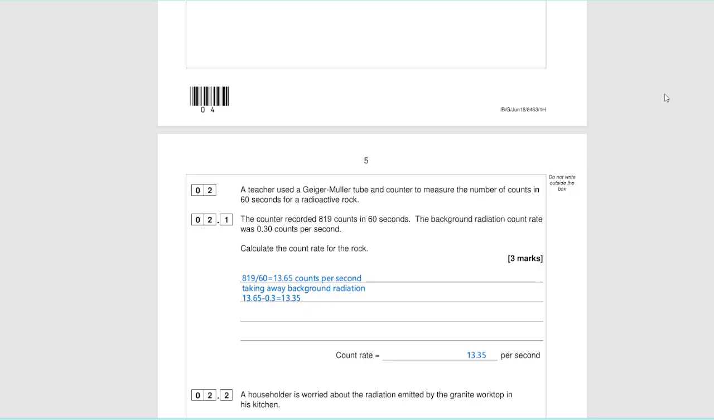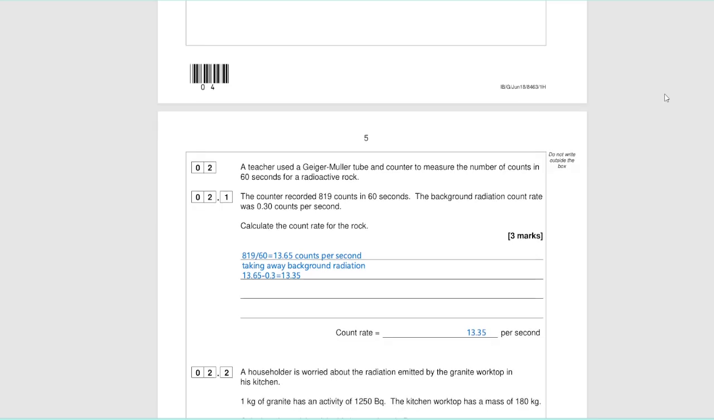What we need to do is 819 divided by 60, which is 13.65 counts per second. Then we need to take away the background radiation, which as we are given in the question is 0.3 counts per second. So it's 819 divided by 60, which gets you 13.65, and then you take away 0.3, which leaves a final count rate of the rock being 13.35 counts per second.